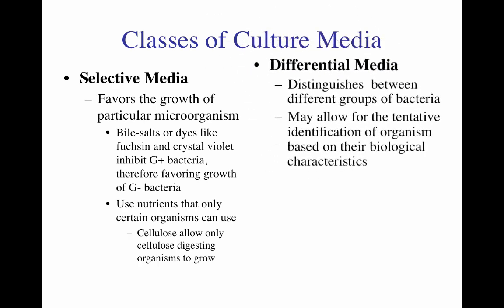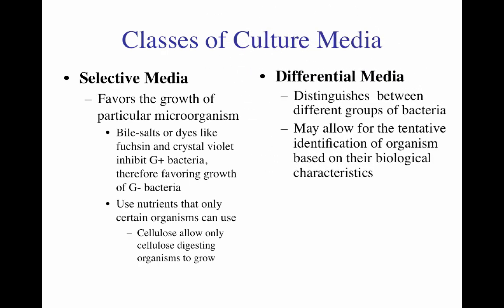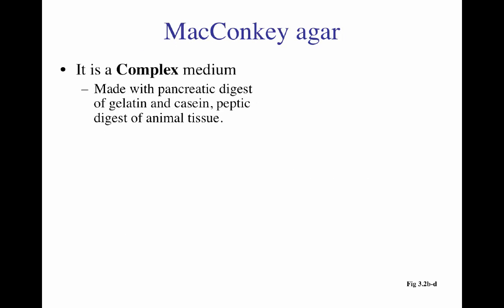On the other hand, you have differential media, and the differential media is going to take advantage of a biochemical pathway that is going to let you tell, well, this organism is able to use this media and have a result, or have a different result in the same biochemical test. So you can distinguish between two bacteria, and it helps you tentatively identify an organism based on the biochemical characteristic.